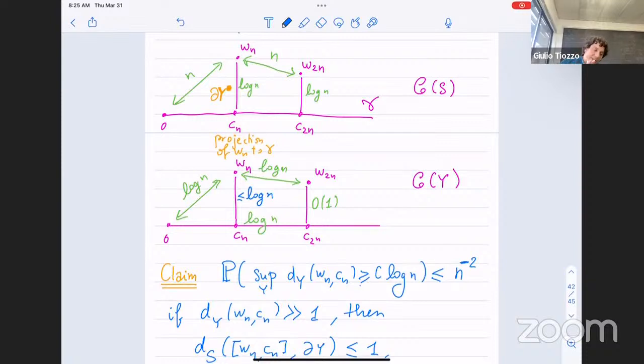So you can play this game. You alternate looking at C of S and C of Y, and you look at the progress in one and in the other, and you have enough information, and you combine with this bounded geodesic image. Many questions? Maybe it's not easy to follow these steps because there are many steps.